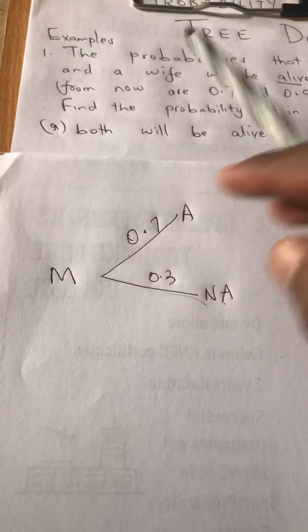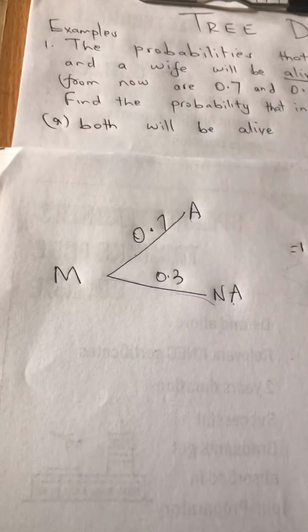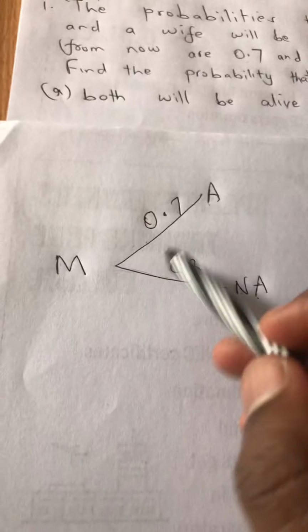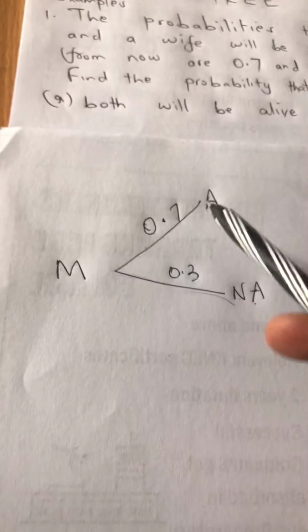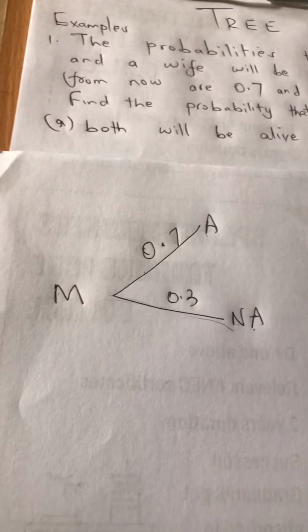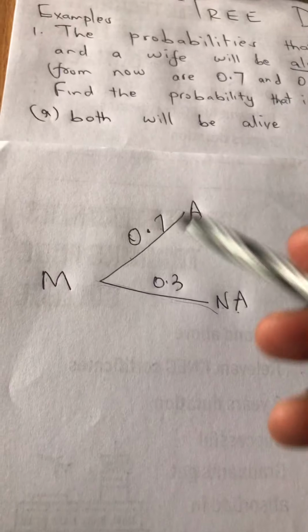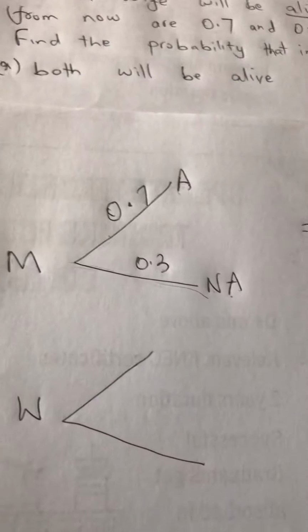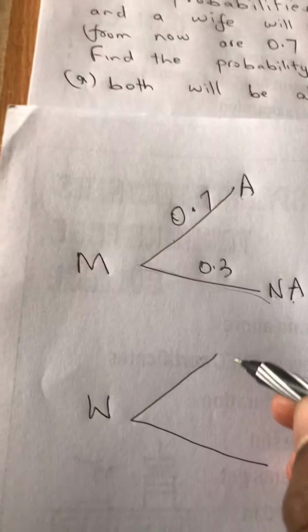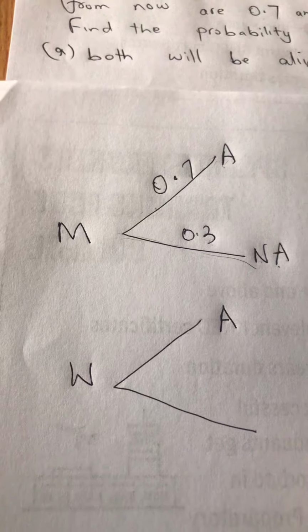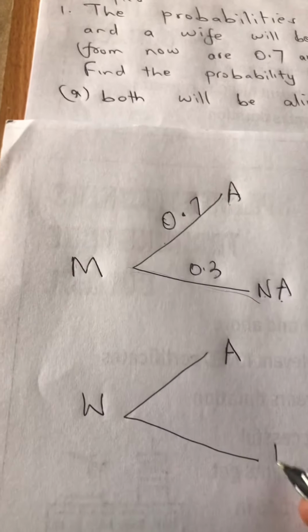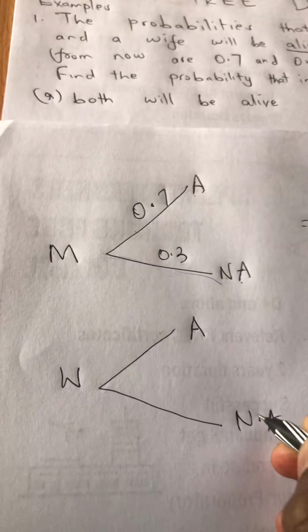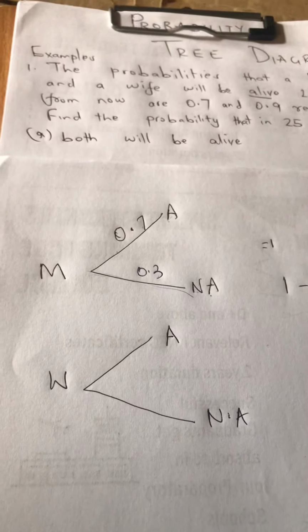Now, let's draw the tree diagram. So this is the tree diagram. Chenye nimesema imeisha ni that this is the tree diagram for the man, for what is possible for the man in 25 years. How about the wife? Again, the wife, there can be two possible outcomes. The wife could be alive in 25 years' time, or the wife may not be alive in 25 years' time.